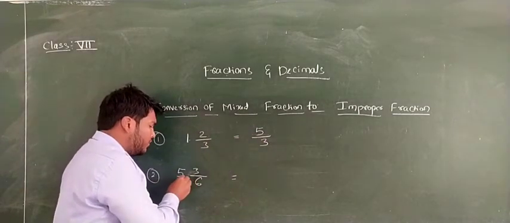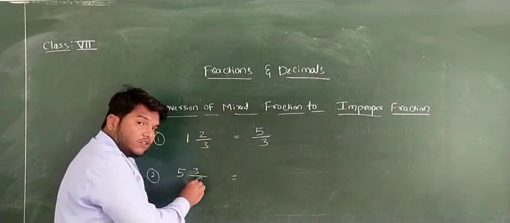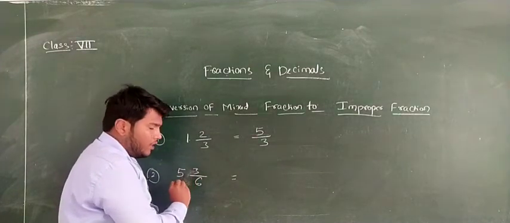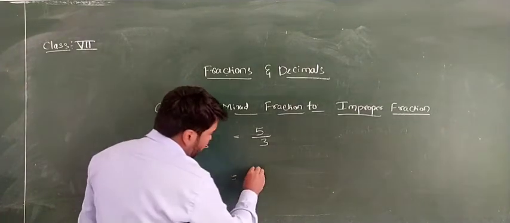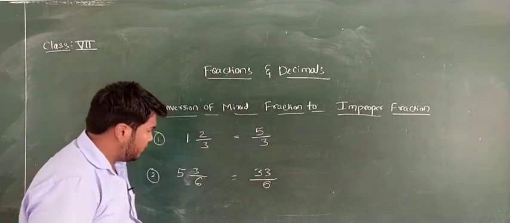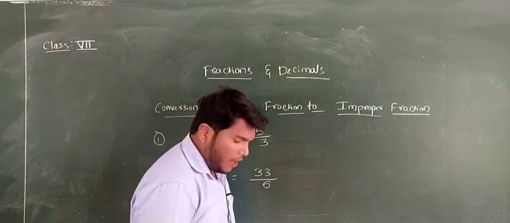Similarly, 6 fives are 30. Go with the 6 table: 6 fives are 30. Then the next step is to add 3: 30 plus 3 is equal to 33, giving 33 by 6.